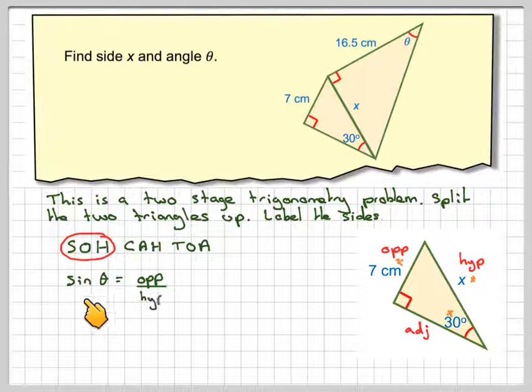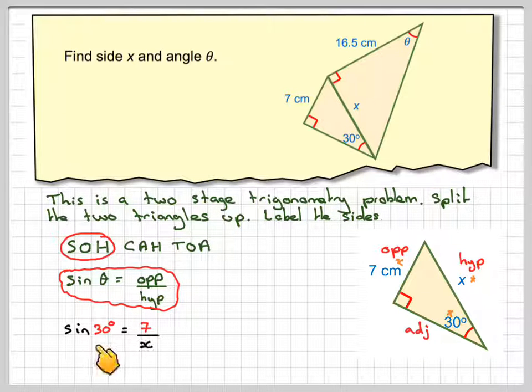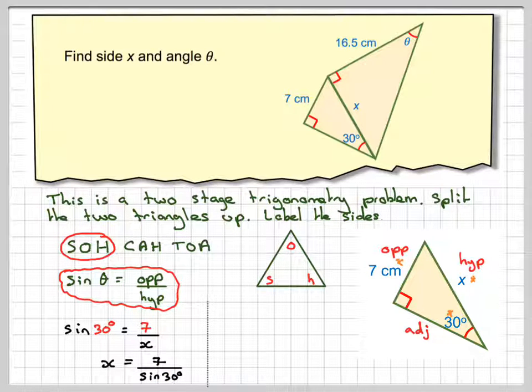Write down the ratio. Sine of an angle is opposite over hypotenuse. And then write down that sine of 30 degrees is going to be 7 divided by x, 7 being the opposite side, x being the hypotenuse. Now, quite often there's a problem in rearranging this type of problem. One way to do it is to consider a little triangle like this. Sine is opposite over hypotenuse. What side do I want to find? I want to find the hypotenuse, so I cover that one up, and therefore hypotenuse will be opposite over sine. So x will be 7 divided by sine 30.